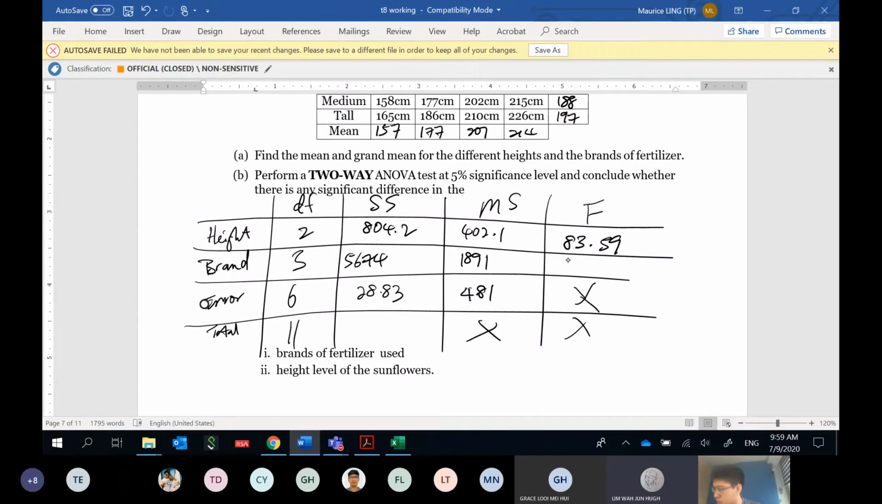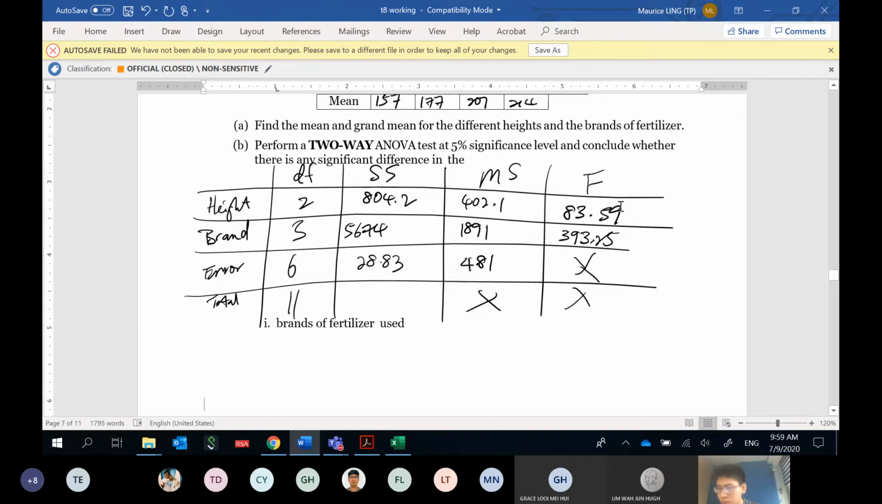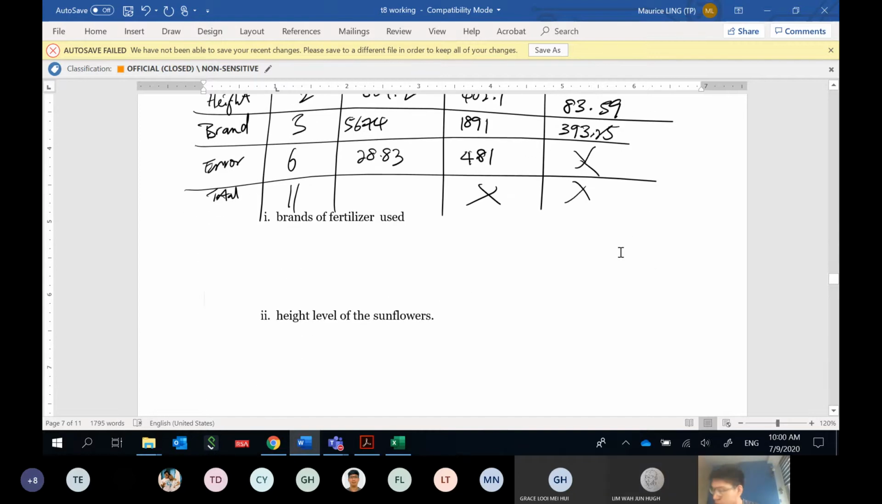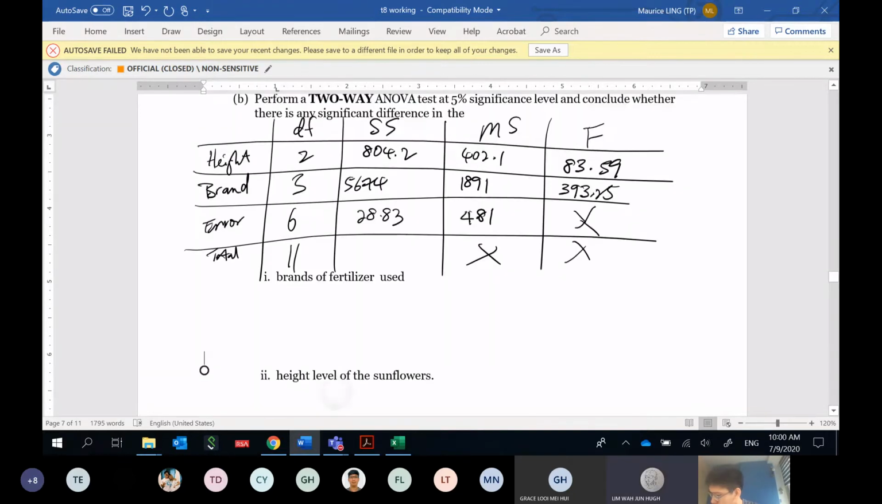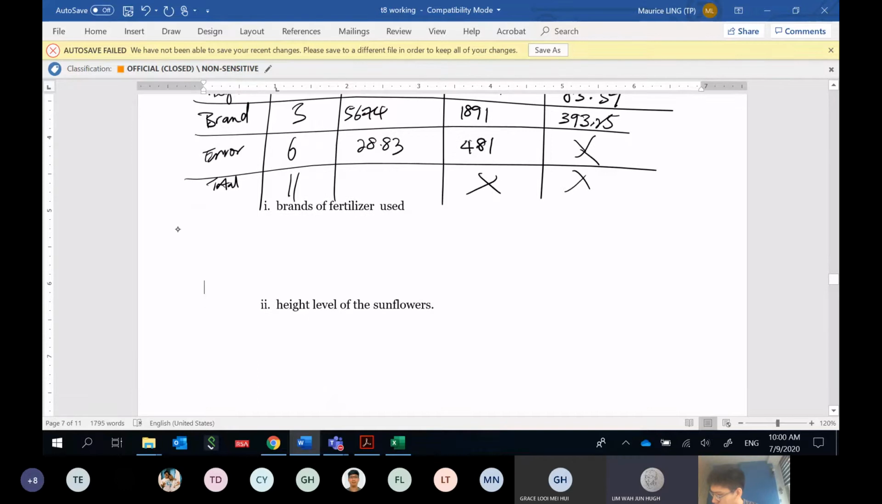Next one. For brand, I got 380. It's 393.25. Because this number is so big, your critical value doesn't make a difference. So for example, for brand, what is the critical value?